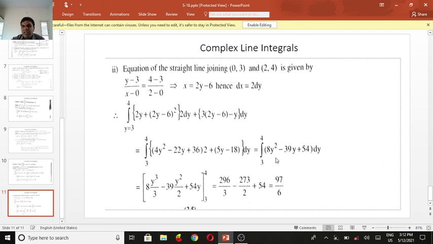Integrating with respect to y, we get 8 times y³/3 - 39 times y²/2 + 54 times y. Replacing y by 4 minus 3, we get 296/3 - 273/2 + 54, which is 97/6.